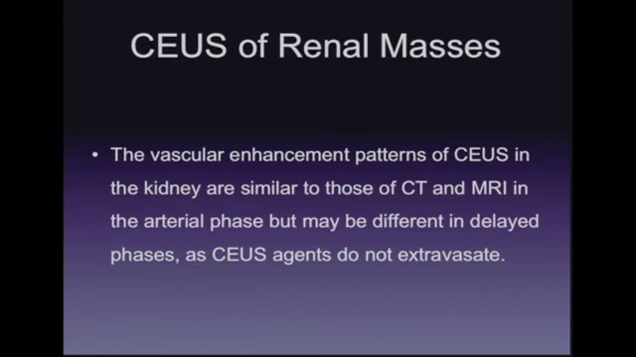The vascular enhancement patterns of contrast-enhanced ultrasound in the kidney are similar to those of CT and MRI in the arterial phase, but may be different in the delayed phase, as CEUS agents do not extravasate. Therefore, you will not see any enhancement within the calyces, infundibula, or renal pelvis. And this is sometimes very helpful, as you do not have the overlapping attenuation from contrast within the collecting system.